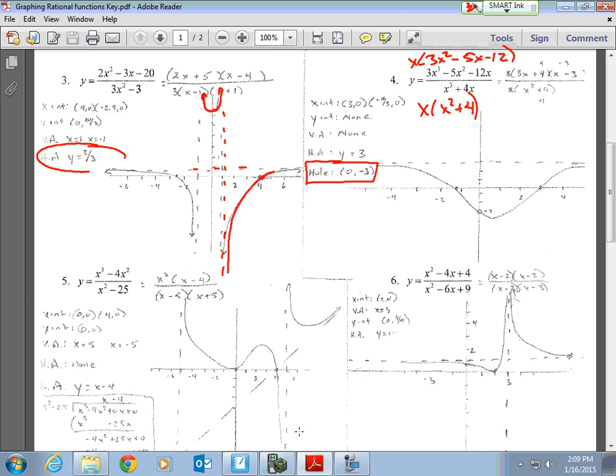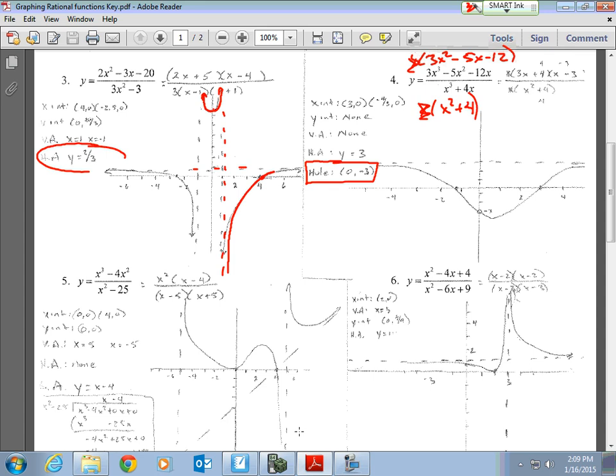The value for x that makes the hole 0 is where that hole will occur. So the factor that canceled was an x. What makes x 0? 0. So there's going to be a hole when x is 0. How do you find the y value when you know the x value?